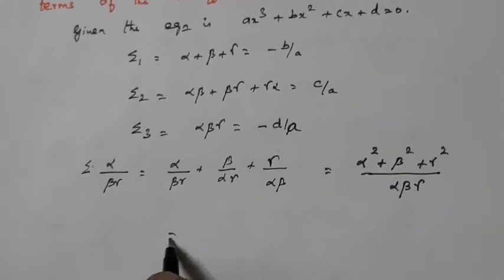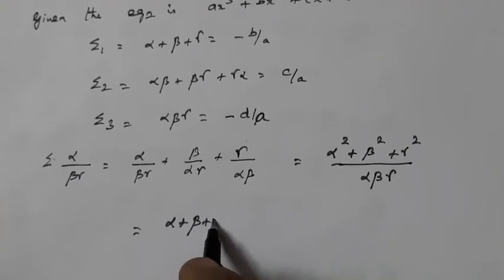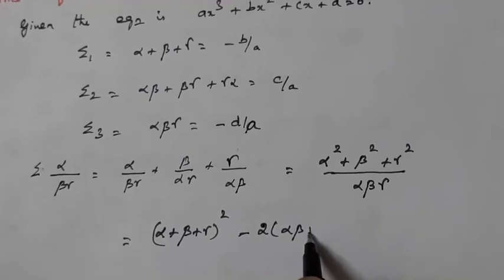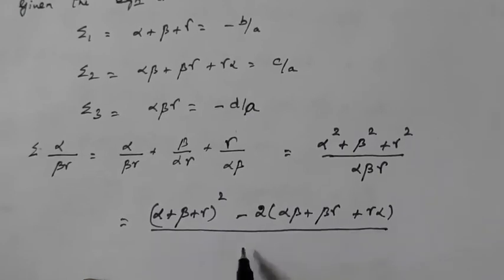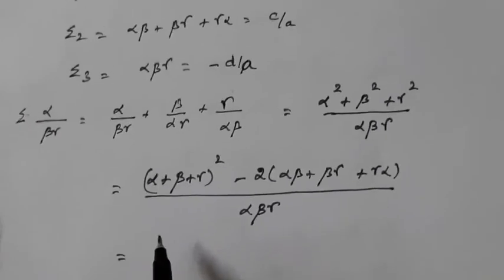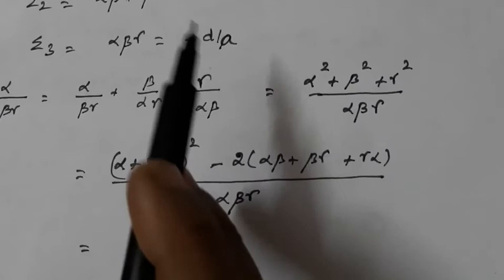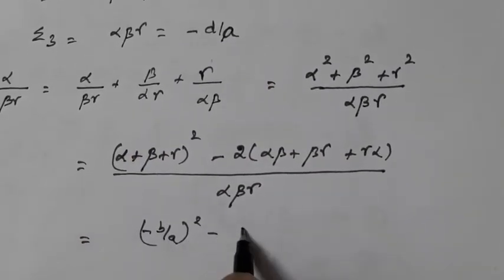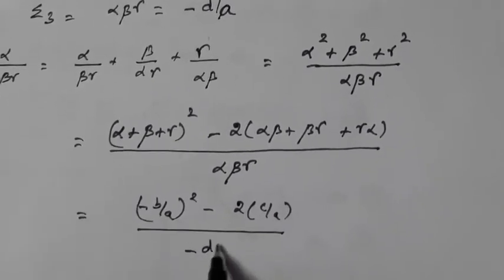Okay. Now, you know that alpha squared plus beta squared plus gamma squared is nothing but alpha plus beta plus gamma the whole squared minus 2 into alpha beta plus beta gamma plus gamma alpha. Okay. And then this is divided by alpha beta gamma. Then by substituting the respective values, we will get the required value for the given expression. Okay. So what is alpha plus beta plus gamma? Minus b by a. So minus b by a the whole squared minus 2 into c by a, then divided by minus d divided by a.